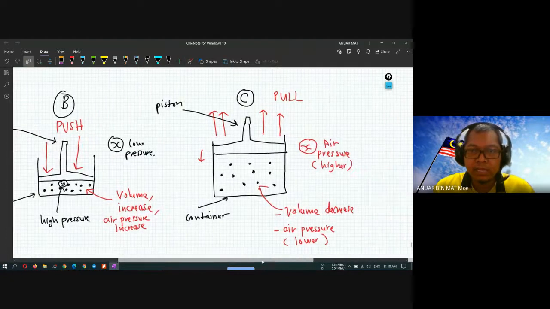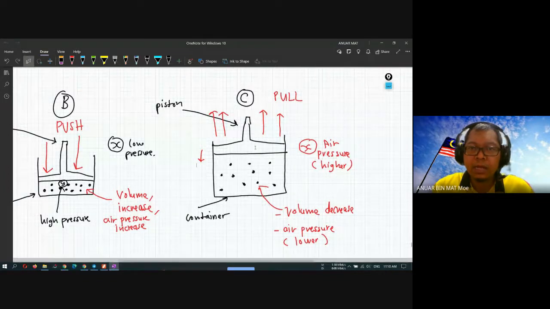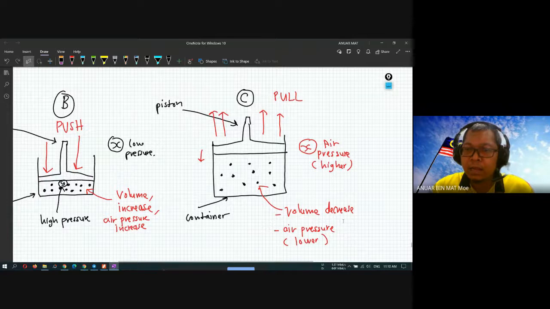Same with C. If I pull the piston, the air pressure inside the container becomes lower. If I release the piston, I stop pulling, then the piston will go back to normal, because it wants to equalize the air pressure inside and outside the container. Okay, class? Make sure you understand this.